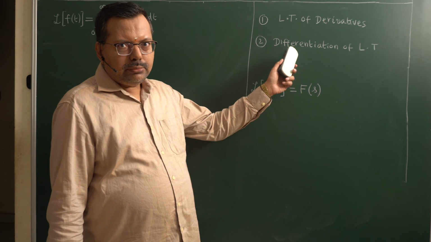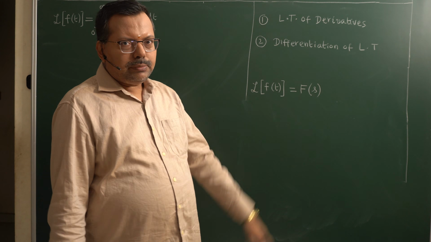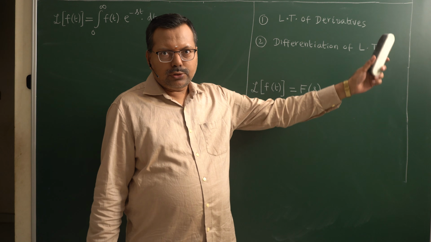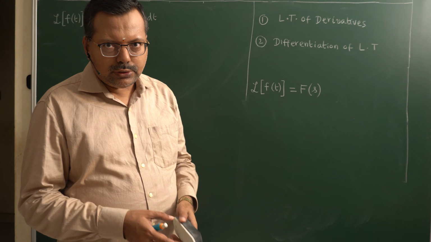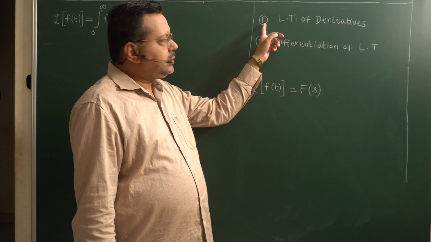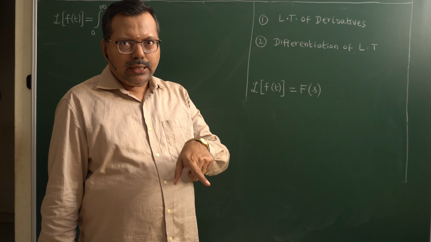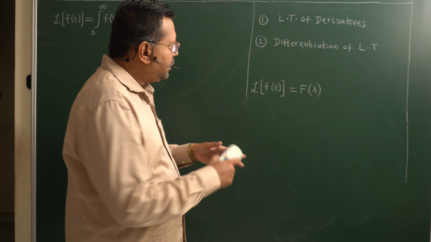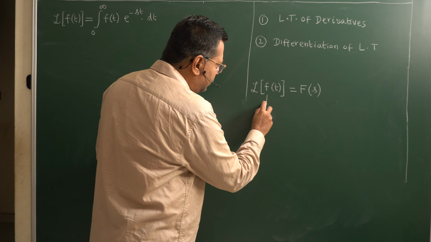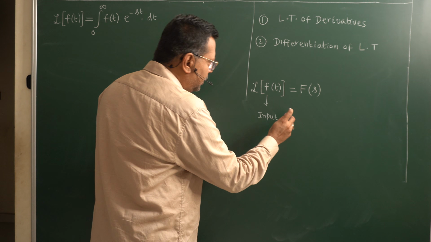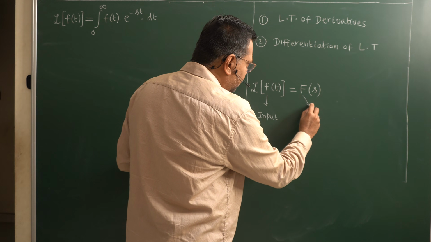These two are not the same, because the first one is the Laplace transform of the derivative of f of t. That means you are first differentiating the given function. So the first case represents the derivative of the input signal. The input signal is f of t. This is the input signal, right? And this will be your output signal.